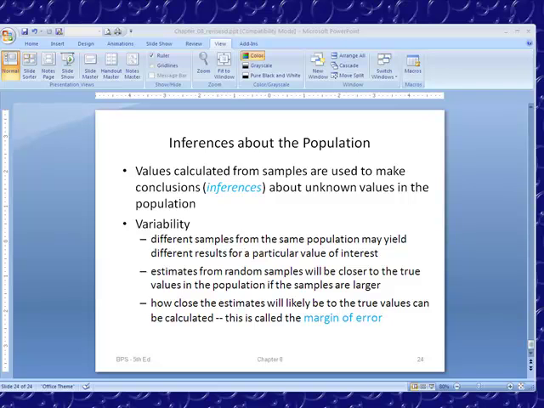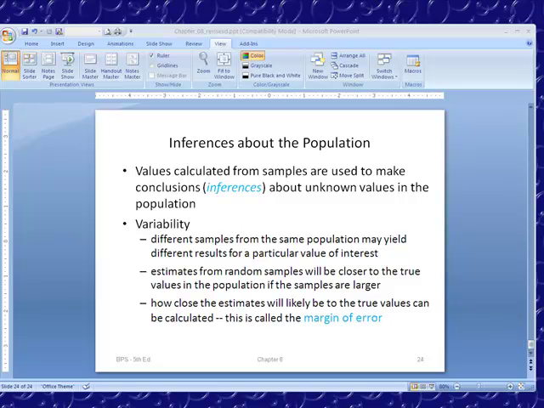Now, different samples from the same population may actually give us different results. That causes the variability. As our sample gets large, our estimates from those random samples will get closer and closer to the true values of the population. Now, how close will our estimates likely be to the true values? Well, that can be calculated, and that's called the margin of error. We're going to learn all about these very soon.